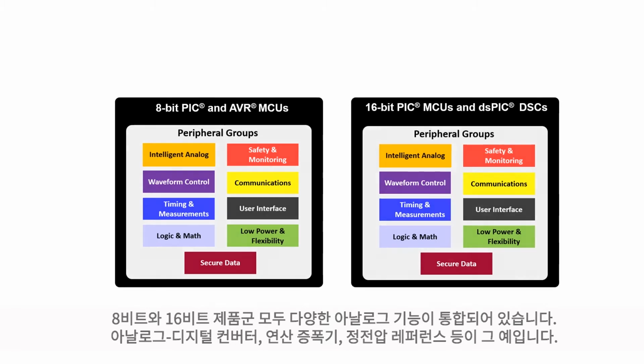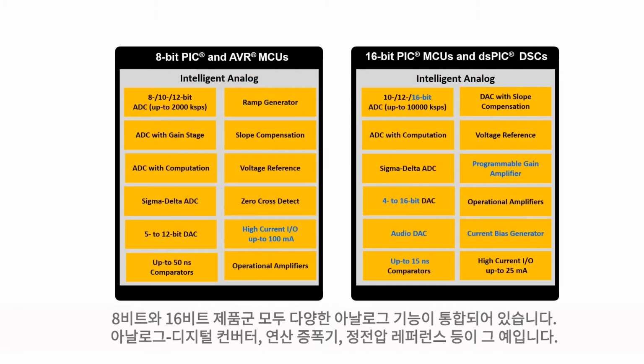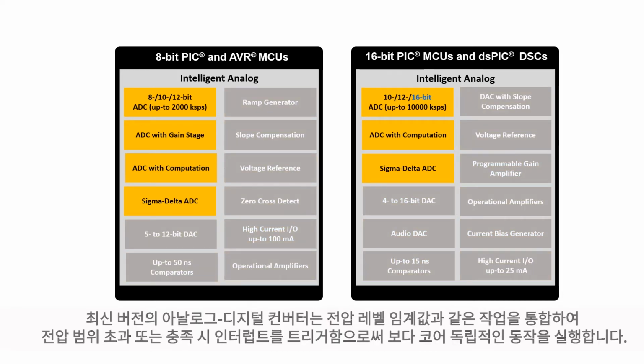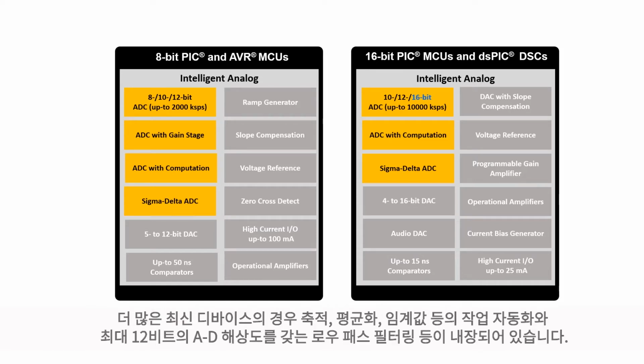Both 8 and 16-bit families feature a great deal of analog integration, including analog-to-digital converters, operational amplifiers, stable voltage references, and more. Newer analog-to-digital converters feature more core-independent operation by integrating tasks like voltage level thresholding to trigger interrupts when a voltage range is exceeded or met. Many newer devices further feature the ability to automate tasks like accumulation, averaging, thresholding, and low-pass filtering with A to D resolutions up to 12 bits.